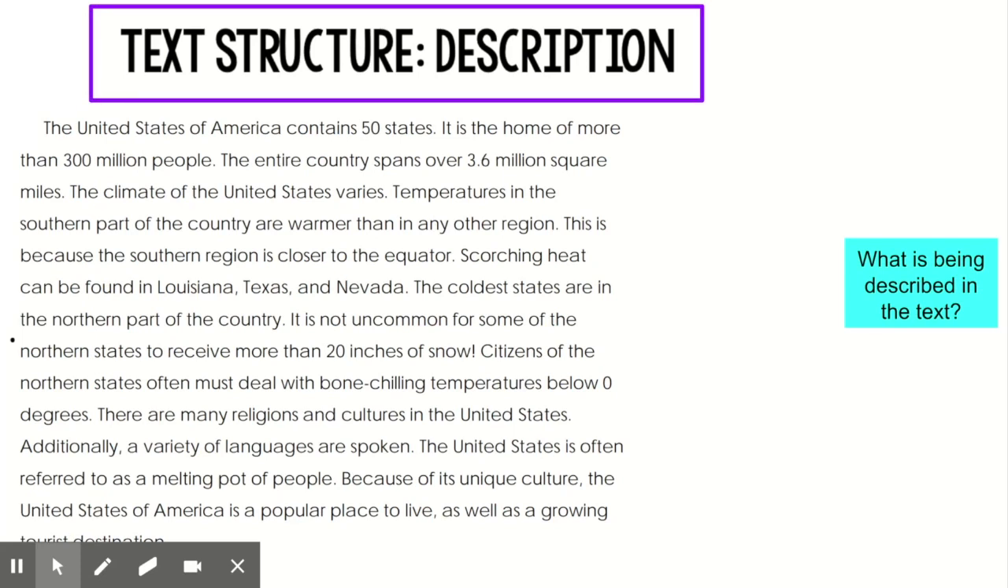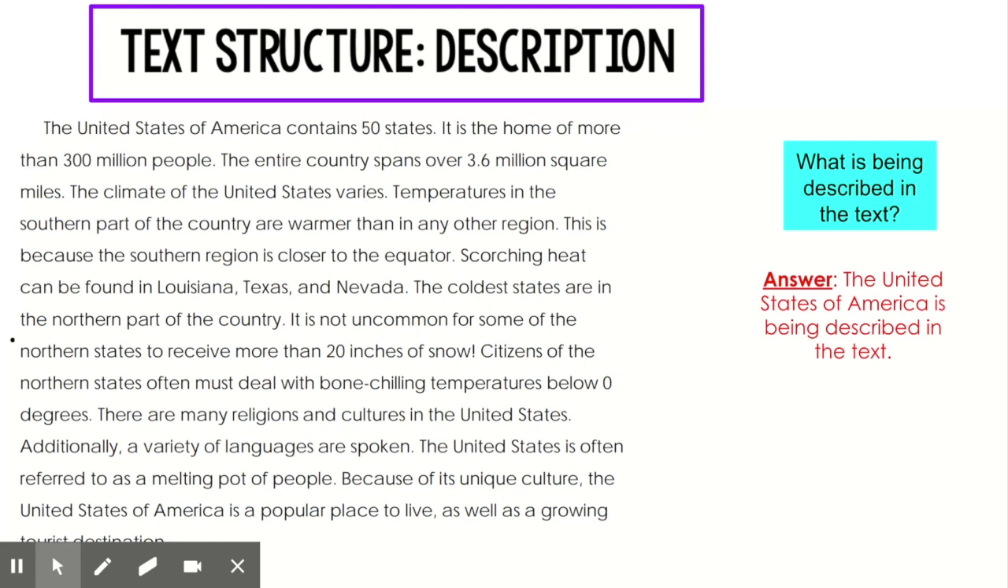Now that we have read the text, we're going to go ahead and answer the first question, which is asking, what is being described in the text? All right, so now I want you to think about what was this whole passage describing? We learned about the population, the climate, the area, and many other important details about a specific place. All right, so let's go ahead and see if you were right. If you said the United States of America is being described in the text, then you were correct.